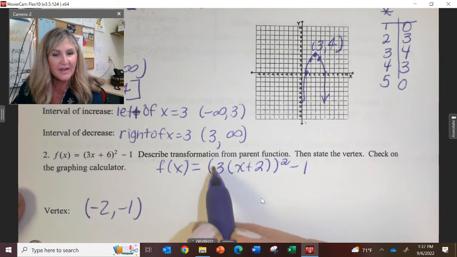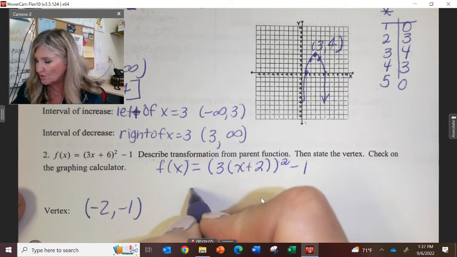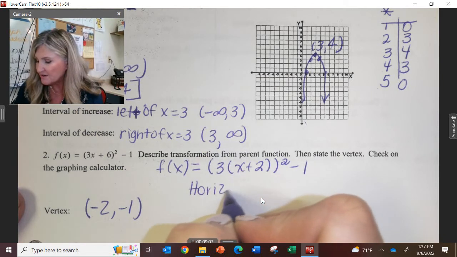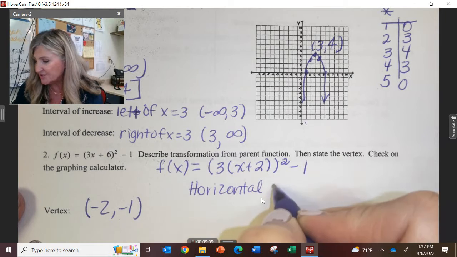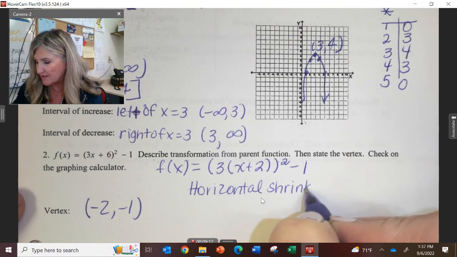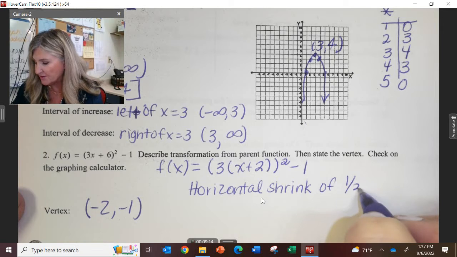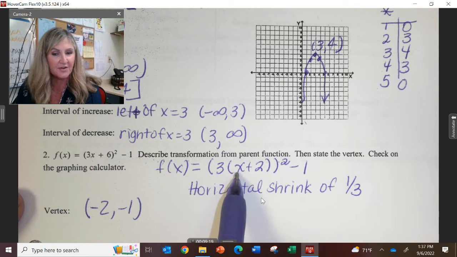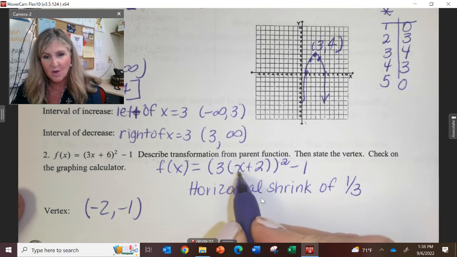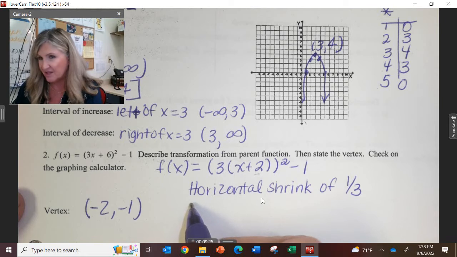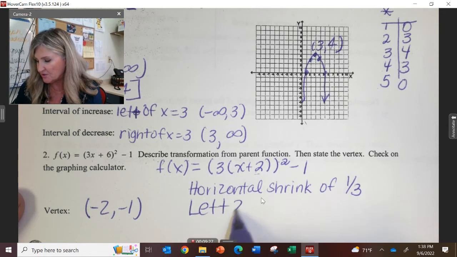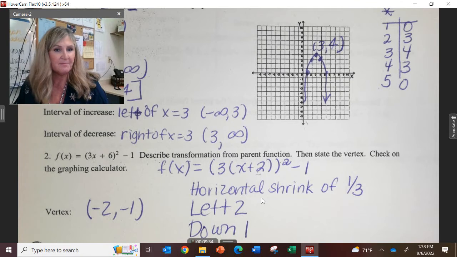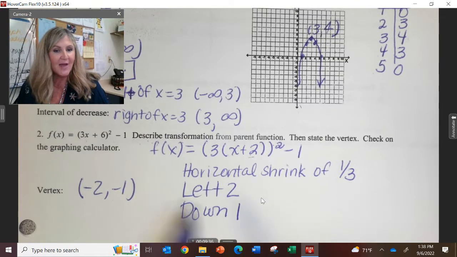So what is this 3 actually doing? It's a horizontal what? Good job. Horizontal shrink of what? 1/3. Good. So this function had a horizontal shrink of 1/3. Then it also got shifted what? What does this do? Shifts us to the left 2. And then what did this do? Took us down 1. All right? So you have to be careful.